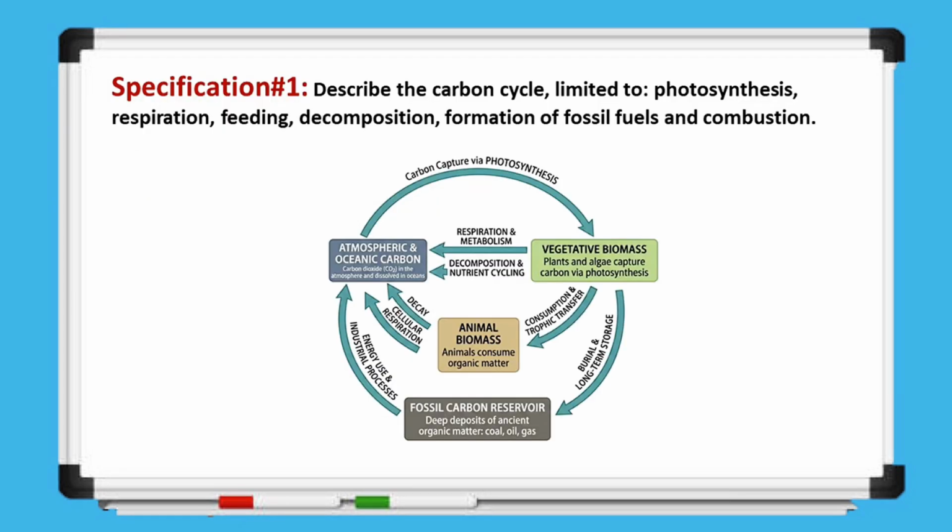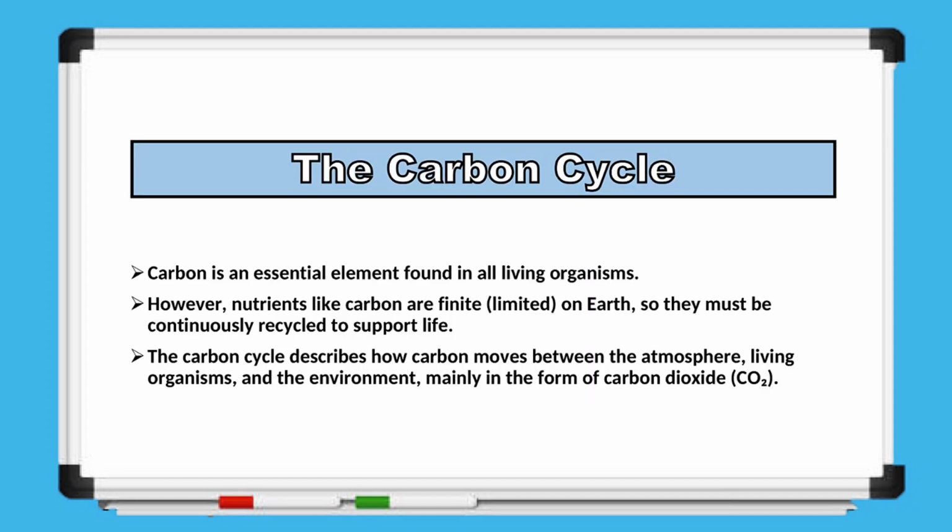We begin with specification number 1, which asks us to describe the carbon cycle, limited to photosynthesis, respiration, feeding, decomposition, the formation of fossil fuels, and combustion. So, let's begin by understanding what the carbon cycle is. The carbon cycle is the continuous movement of carbon between the atmosphere, living organisms, and the environment. Carbon is an essential element found in all living things because it forms the basis of carbohydrates, proteins, fats, and many other biological molecules. Since the amount of carbon on Earth is limited, it must be constantly recycled so that it remains available to support life.